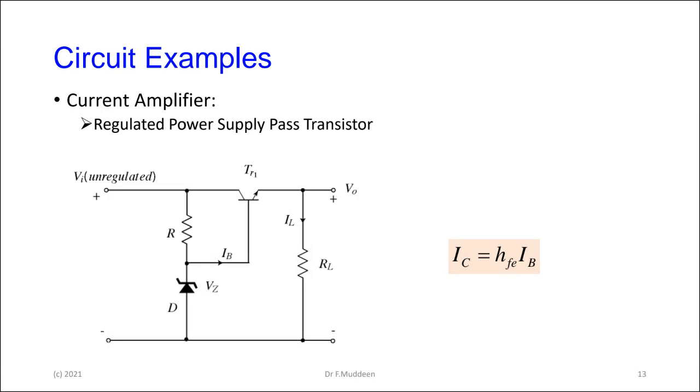The current amplifier, actually, we met when we spoke about the regulated power supply. In fact, the pass transistor in the regulated power supply is working as a current amplifier. It's amplifying the base current by the current amplification factor of the transistor. So this is a simple example that you would meet on a fairly regular basis when you use the transistor in such a way that it is amplifying its base current to provide a higher current output. It is working as a current amplifier.